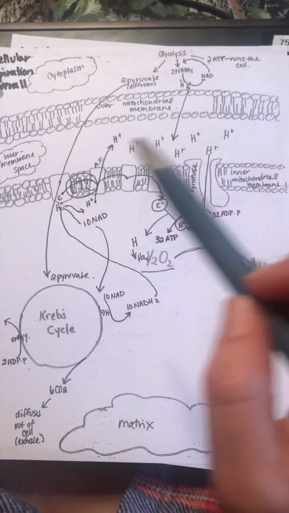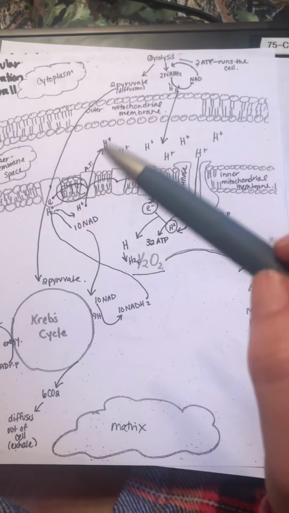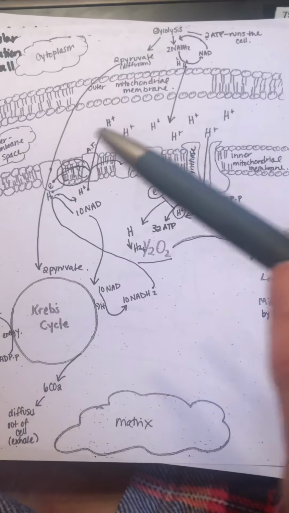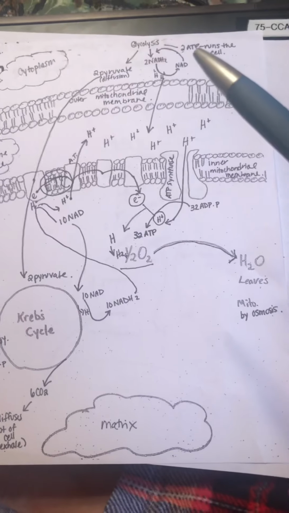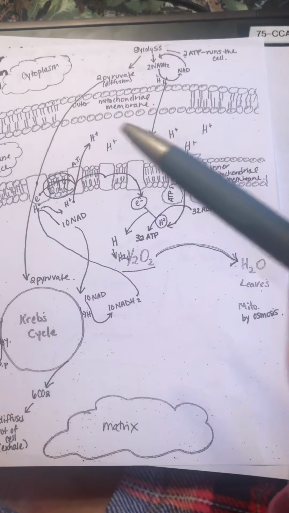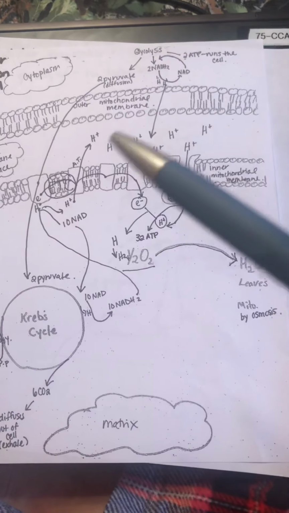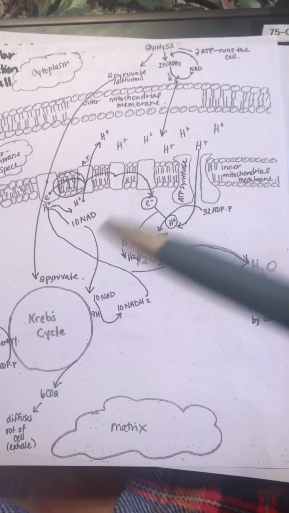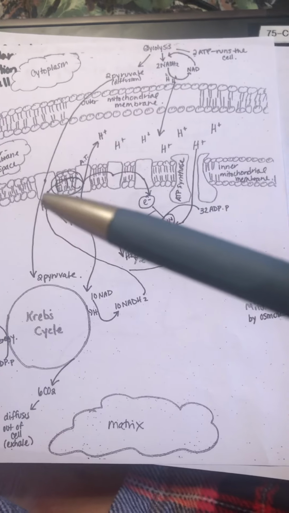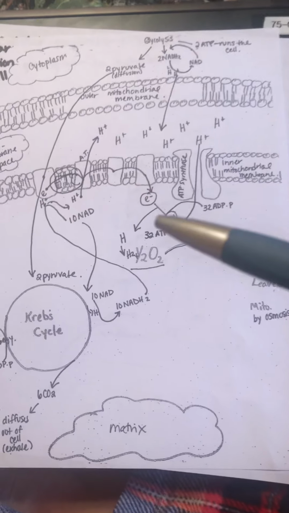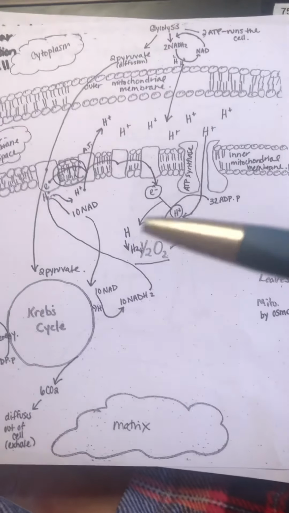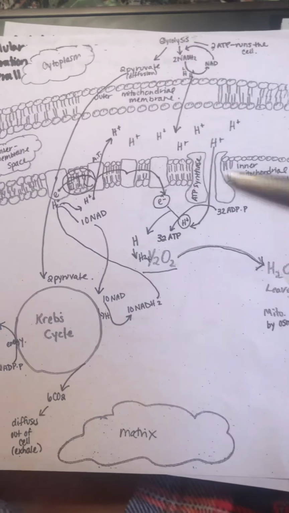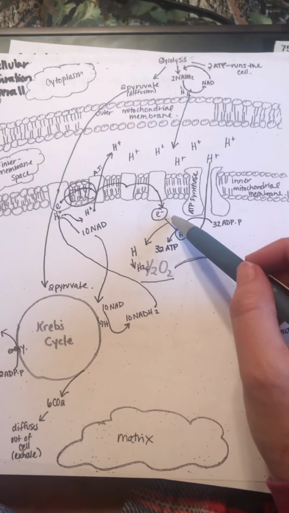So we're building a gradient here. We're using energy. We're actively transporting these hydrogens into this space. We also have some coming from glycolysis, so we're building up a gradient in this space. Once we take this energy away from this electron, it gets kicked out into this matrix again. So we basically take an electron, we pump it through this system, and we kick it back out. But that electron is going to help us with this next process.